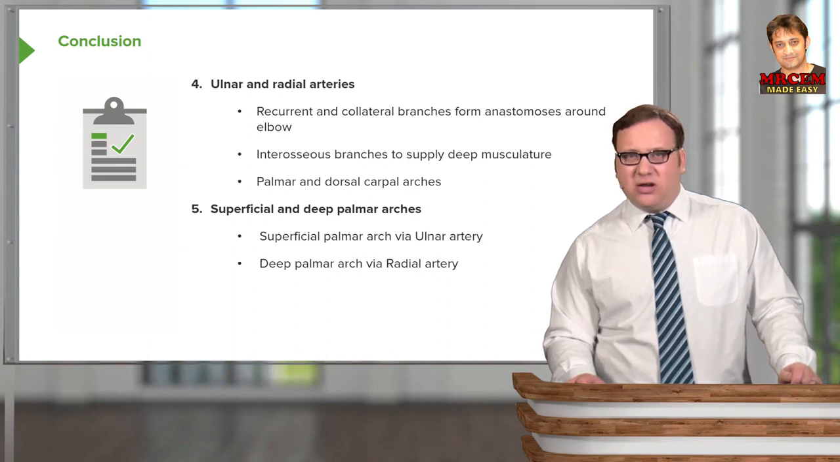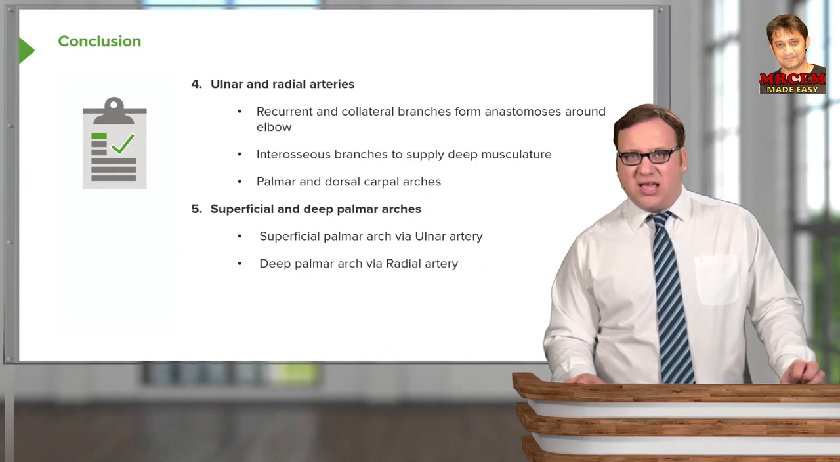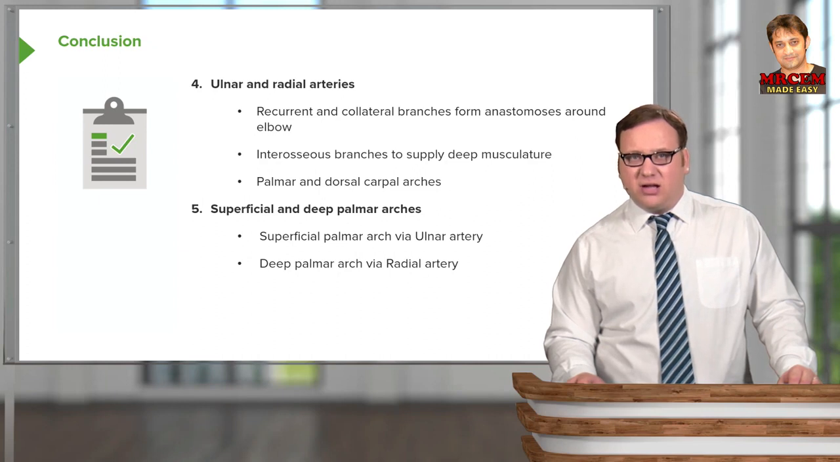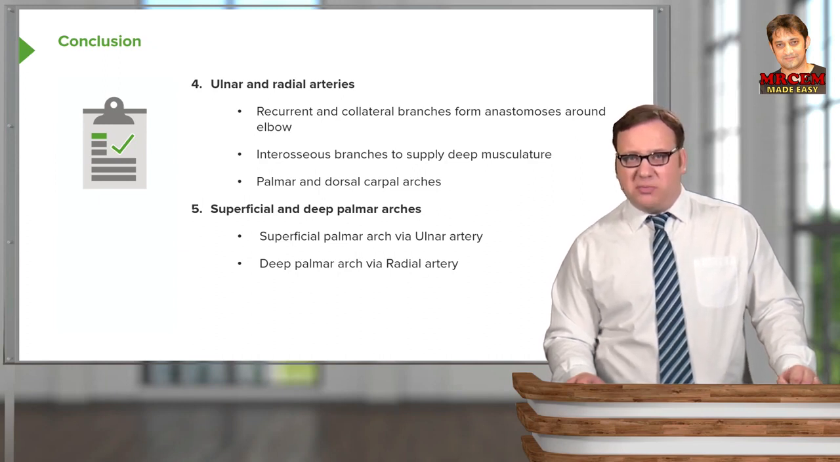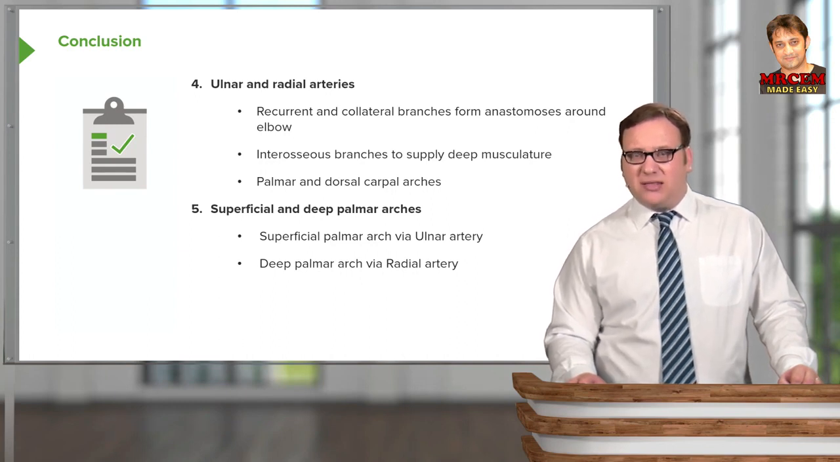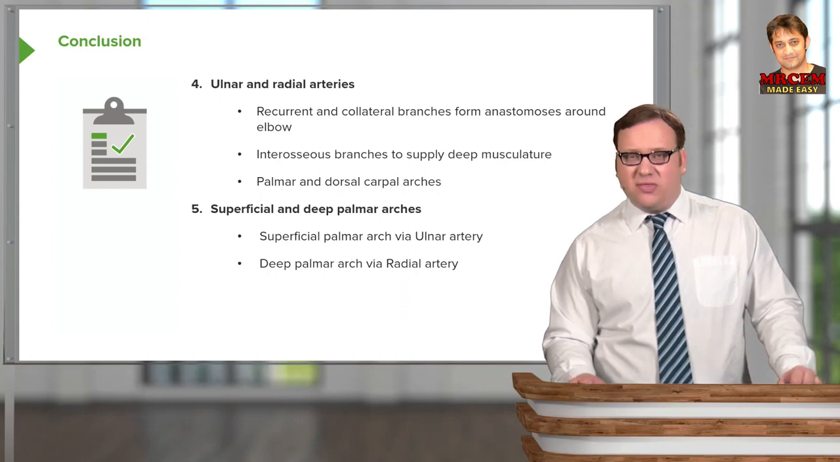We looked at the blood supply to the deep musculature via interosseous branches, and then the 2 carpal arches, very briefly, the palmar and dorsal coming from the radial and ulnar arteries. We finished by looking at the superficial and the deep palmar arches. These are supplied by the ulnar and the radial arteries to supply the digits of the hand.